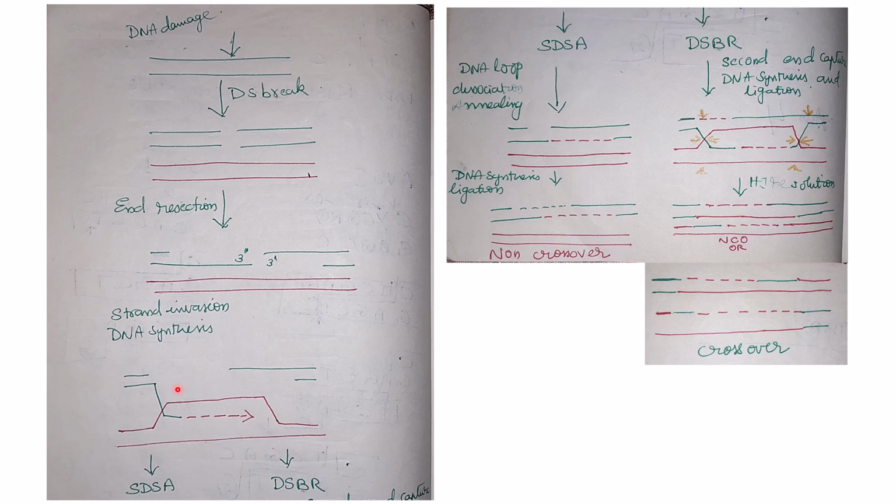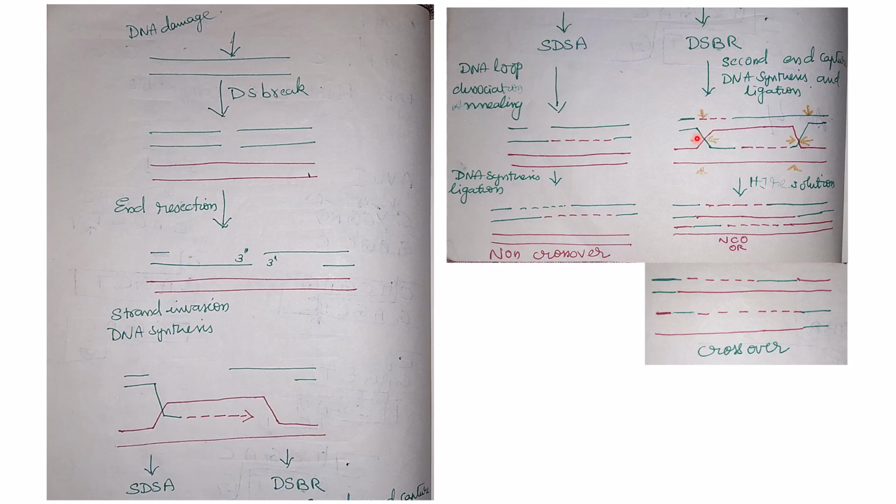Now this second, this one, the second 3' single strand DNA end, or this overhang, can also invade the same homologous DNA duplex, or it can invade another homologous DNA duplex, and it can result in the formation of what is called a Holliday junction. Okay. So that is what is written here: second end capture, DNA synthesis and ligation.